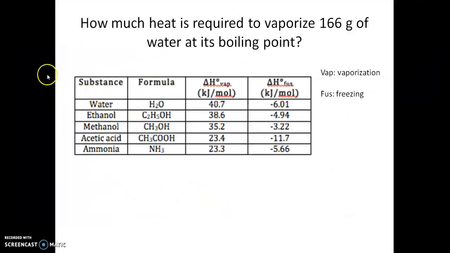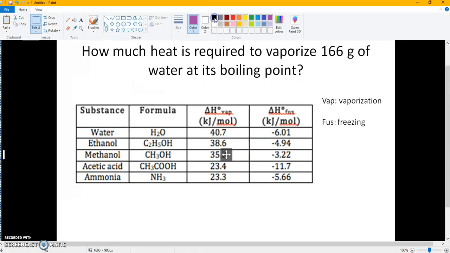Our next way of using delta H is by using it as a conversion factor. So in this question it says, how much heat is required to vaporize 166 grams of water? So I'm going to use this information in order to calculate how much heat is released. Okay, so if I look at this, I know that I want to know how much heat, which is joules, is required to vaporize 166 grams of water. And I know in here how many kilojoules per mole it is required to either vaporize or freeze something.